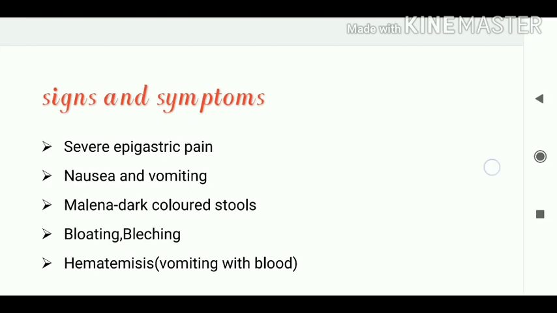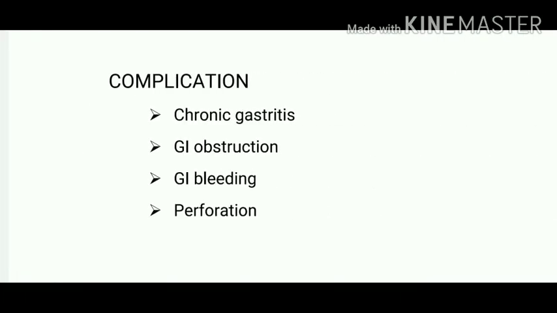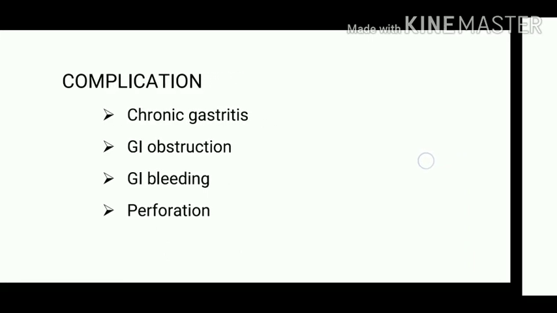What are the signs and symptoms? Severe epigastric pain, which occurs in the gastric type of ulcers, nausea and vomiting, melena meaning dark colored stools, bloating or belching, and hematemesis, which is vomiting with blood. These are the signs and symptoms most commonly occurring in ulcers. Complications are chronic gastritis, GI obstruction, GI bleeding and perforations.